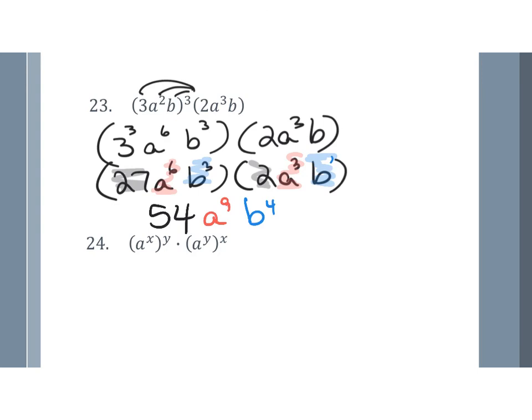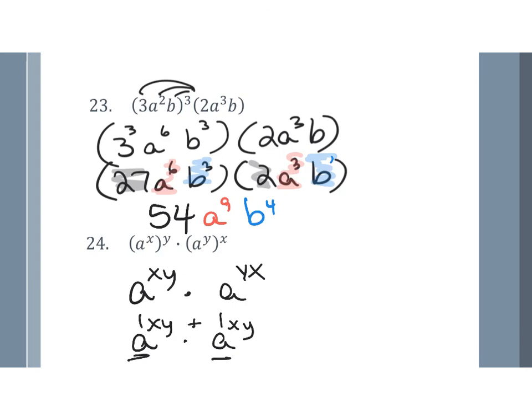And one last example. Again, power to a power. So I'm going to multiply a to the xy power. Now on this one, I could write it as yx, but again, I like to write things alphabetically so I can see that those are like terms. So again, same base, add these exponents. So 1xy plus 1xy gives me a to the 2xy. So be careful on those.